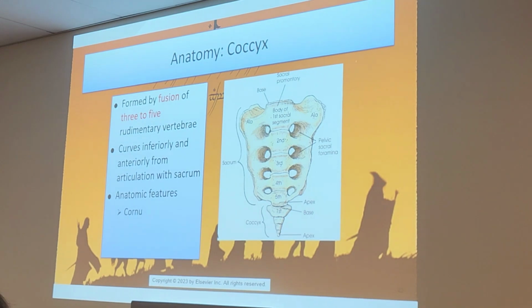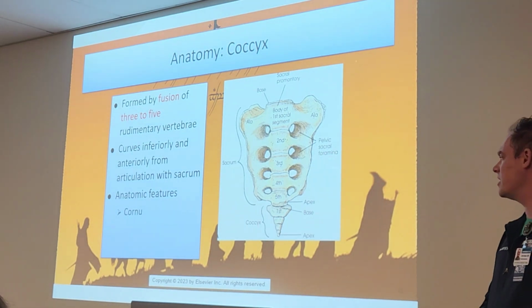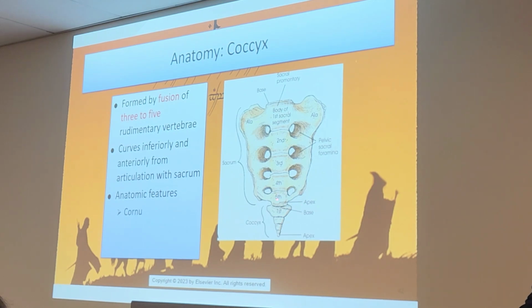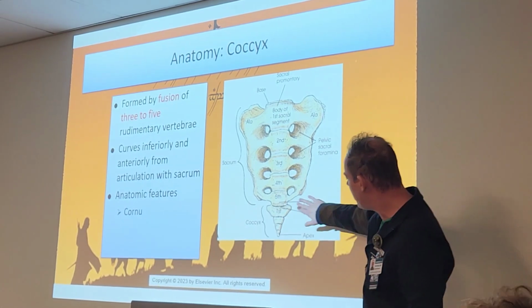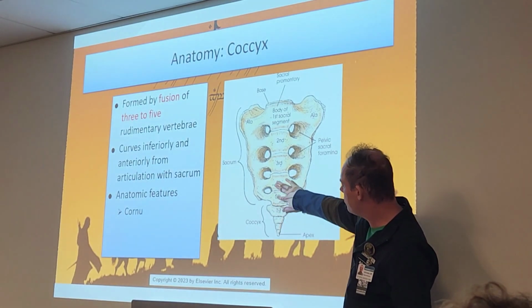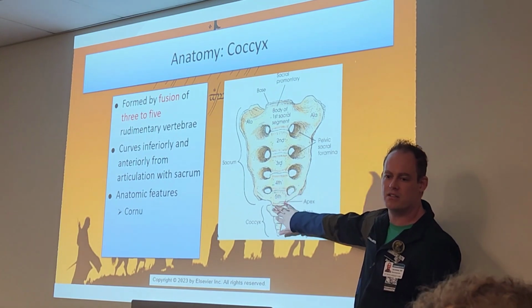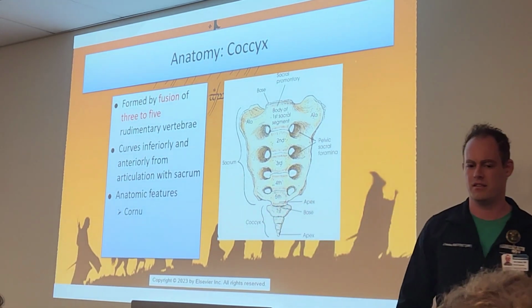Anatomic features are cornu on the coccyx as well, but the cornu on the coccyx is basically going to be in the same spot as the sacrum. We'll show you on a lateral view here in a second. So the cornu kind of overlaps between the two. Remember I told you the cornu is kind of in this spot right here? We're going to see that the cornu overlaps between the sacrum and the coccyx. It's on the back, so we can't see it yet.